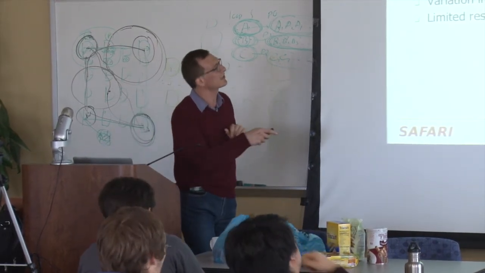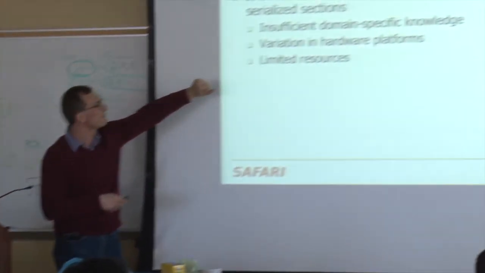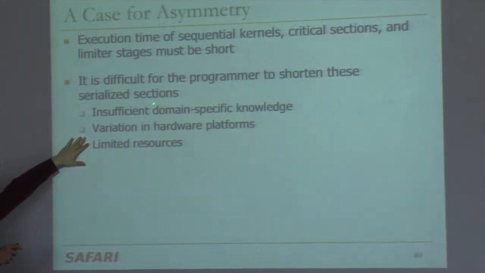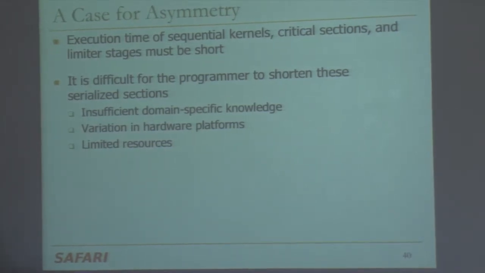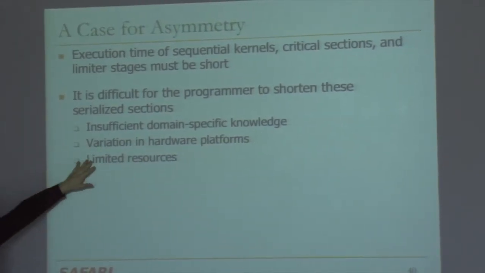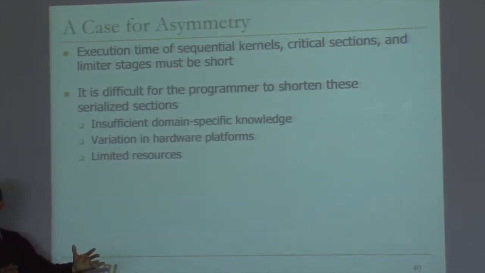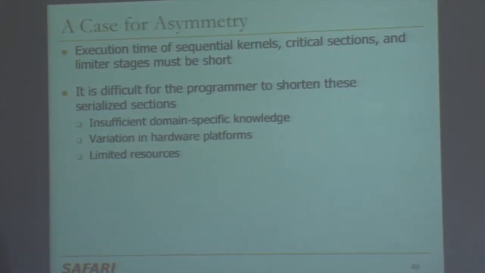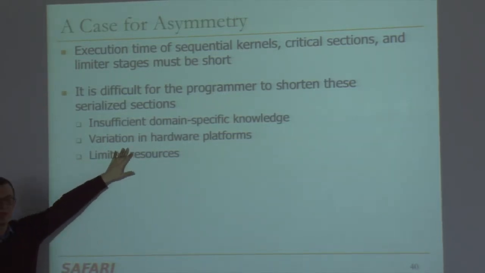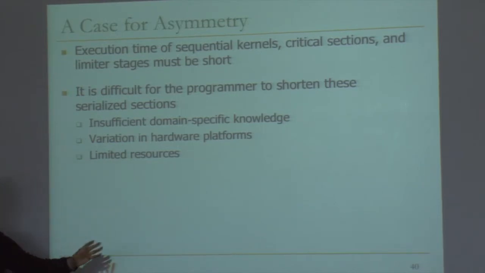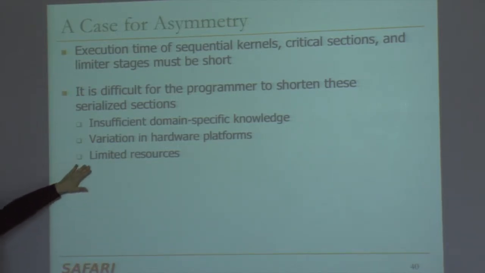It's difficult for the programmer to shorten these critical sections. Because if they don't have infinite time in the world, they may not know the program very well. They may not know the bottlenecks really well, right? There may be variation in hardware platforms also. Maybe they optimize for this platform, and something else becomes a bottleneck in some other platform, right? That's difficult too, because implementations of locking mechanisms are very different across different hardware platforms. If you punt on the programmer, you should also try to help them somehow to understand what's different in different platforms such that they can write code that works on all platforms. And obviously, you have limited resources, limited programming time. Programmers are not always experts.